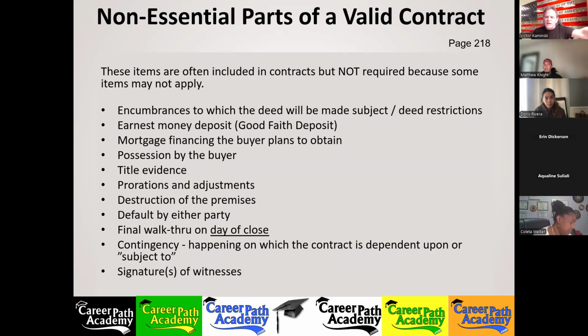A provision for what will happen if either party defaults. You could add in a provision to do the final walkthrough into the contract, but it's not necessary to be added to the contract.